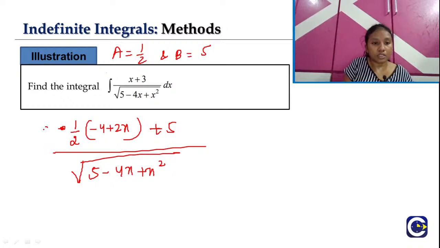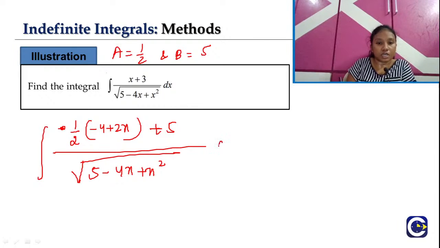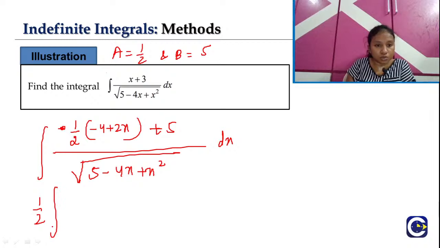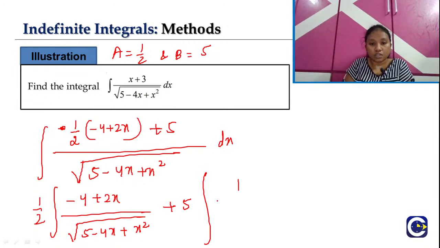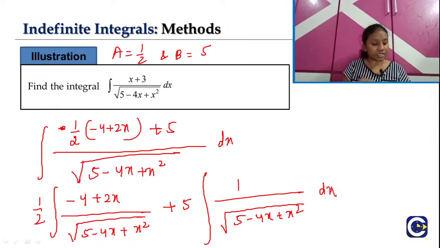So now what can we do? We can separate it. So how can we do that? So 1 by 2 is a constant, we can pull it out. So minus 4 plus 2x divided by root over 5 minus 4x plus x square, this will be one term, plus 5, I'm just separating according to the numerator, 1 by root over 5 minus 4x plus x square. So this is the second term, right?